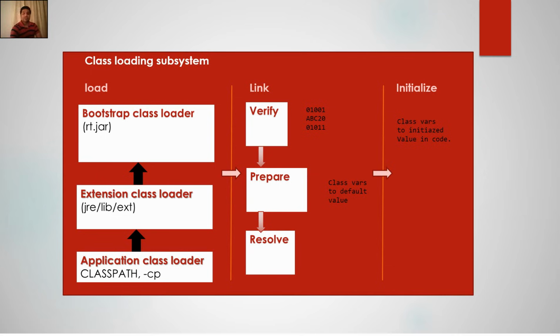So going on to the next phase, which is the link phase. The link phase is where a lot of work is done. The link phase itself has 3 different phases. First is verify, second is prepare, third is resolve. So the verify phase basically looks at the bytecode that is loaded by the class loader and checks if that is compatible with the JVM class specification and things like that. So that is the verification phase.